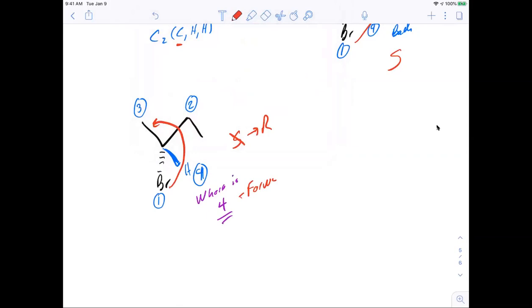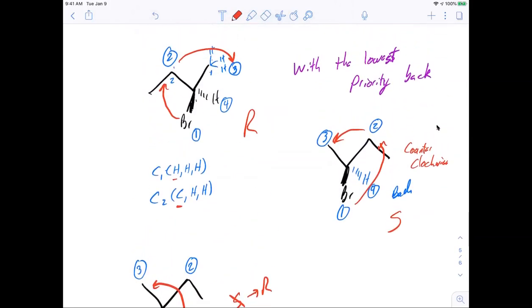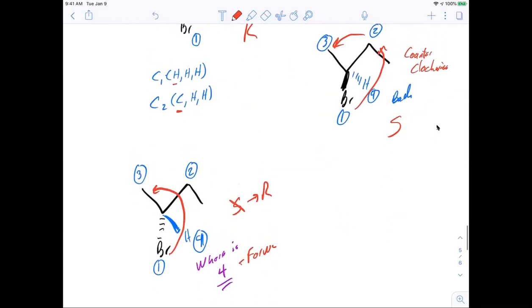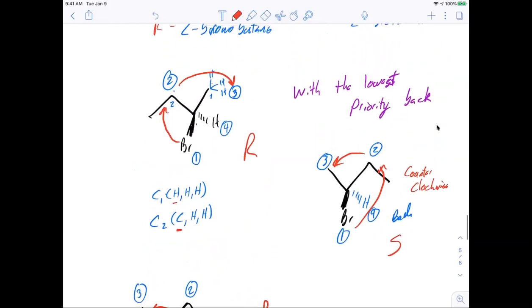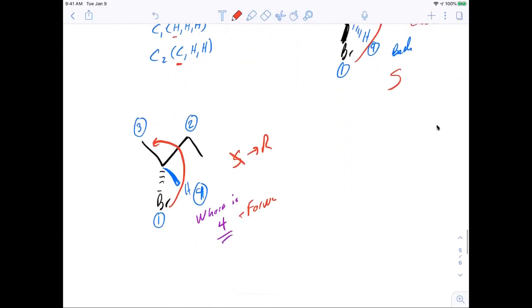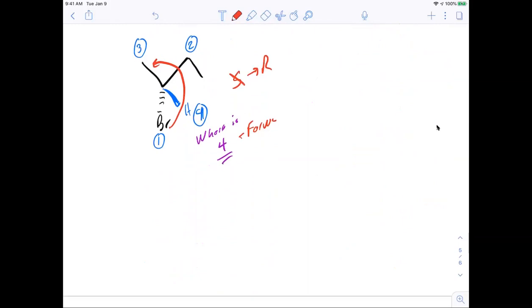What most books will tell you to do is to redraw it. I'm not a big fan of redrawing because redrawing can cause mistakes. If you're looking at it and you find your rotation, so we're going R and the lowest priority is back, I stay R. If I find S and the lowest priority is at me, it means I'm on the wrong side of the paper, so therefore it's not S, it's R. So it's just the opposite. The lowest priority always has to be back away from you, but if you draw it forward, it's not a problem. The problem comes whenever you have it in the plane.